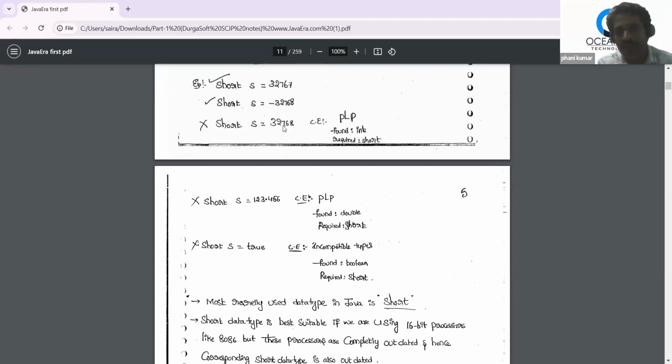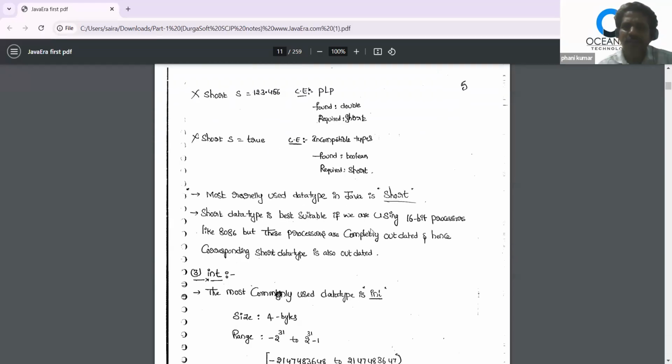So, the first two syntaxes are in our range, so they are good, but the next three examples are not in our range. The last one does not match our type either, because this is Boolean type and s is short type. These two are not matched, so it gives the error incompatible data types. Clear?